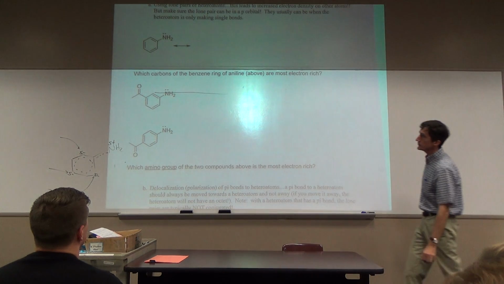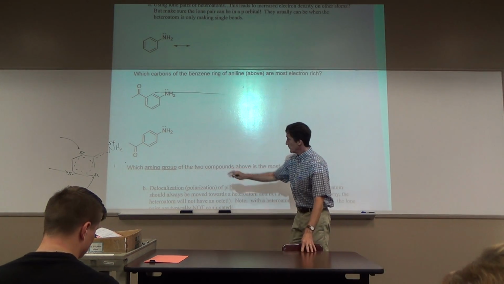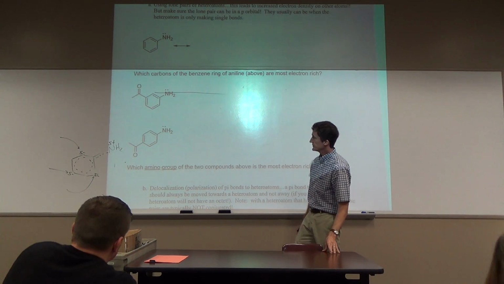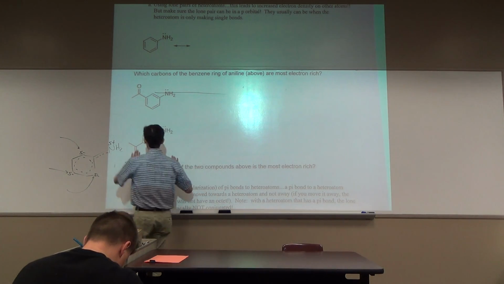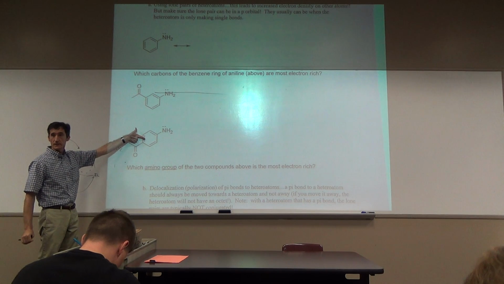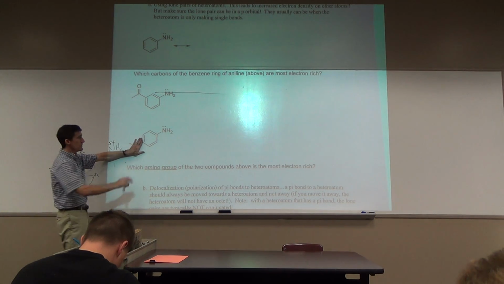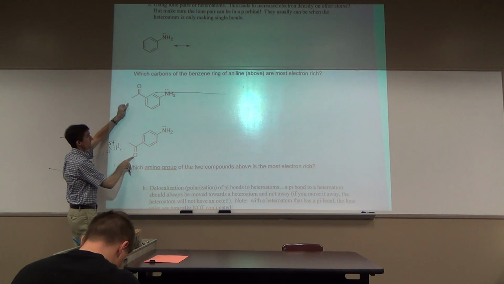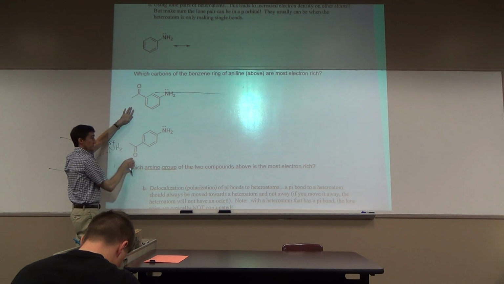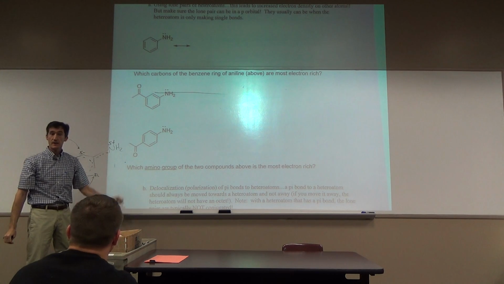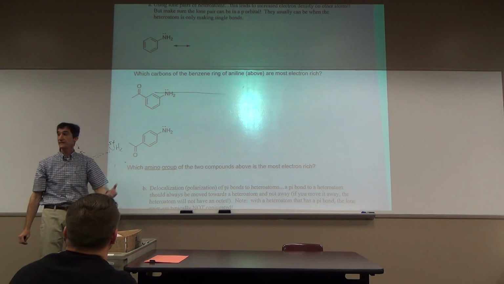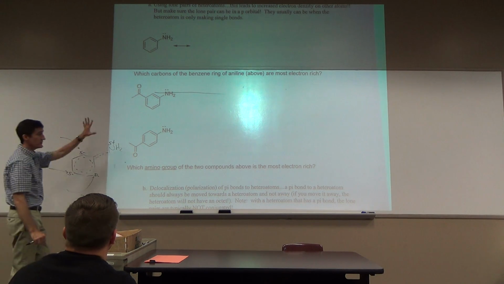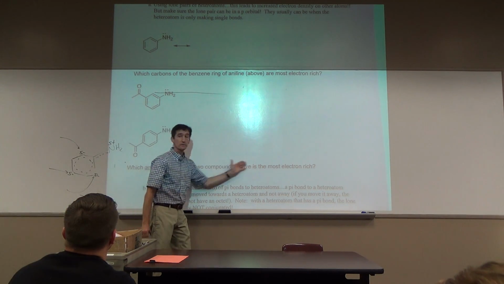Okay, try this one on your own. Which amino group of the two compounds above is the most electron rich? Here we've got an extra group on the benzene ring. So you may be able to draw these into here, but then can you keep going and move the electrons into this group? In one case you can, in the other case you cannot. Draw all resonance structures and then assess them and answer this question.